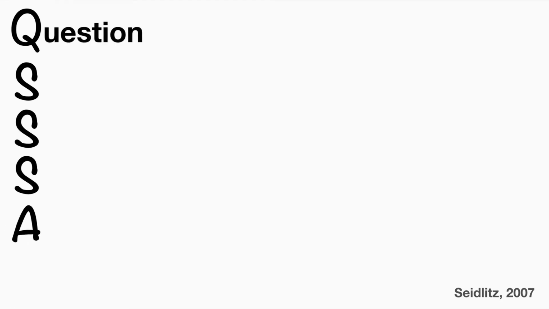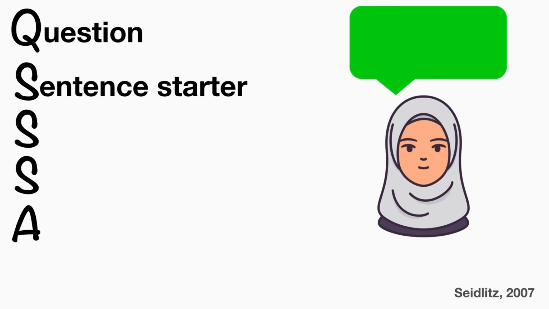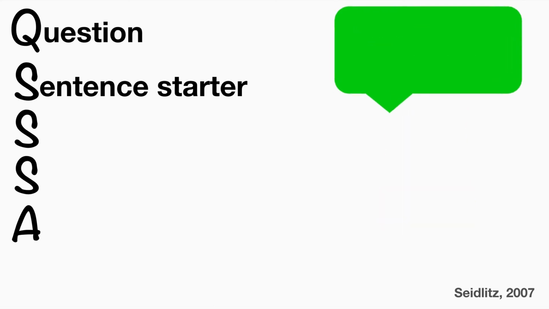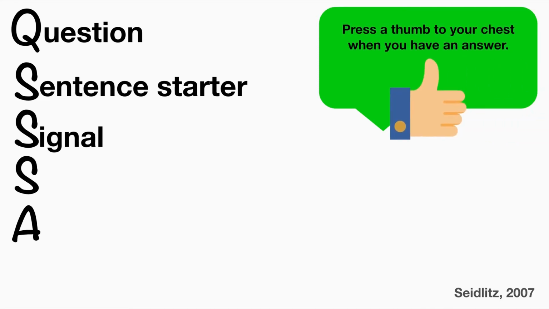We first ask students a question. The first S stands for a sentence starter. We provide a sentence starter to help students use academic language and to think about the topic. We give students time to think about the answer using the sentence starter. The next S is signal. We ask them to use a particular signal to show that they have an answer.